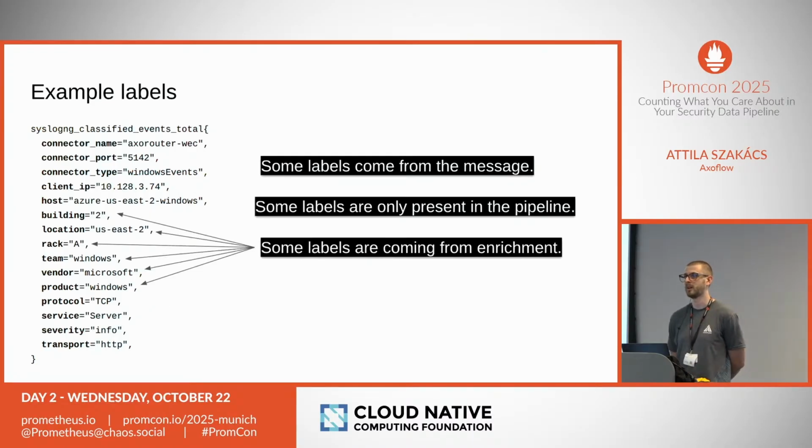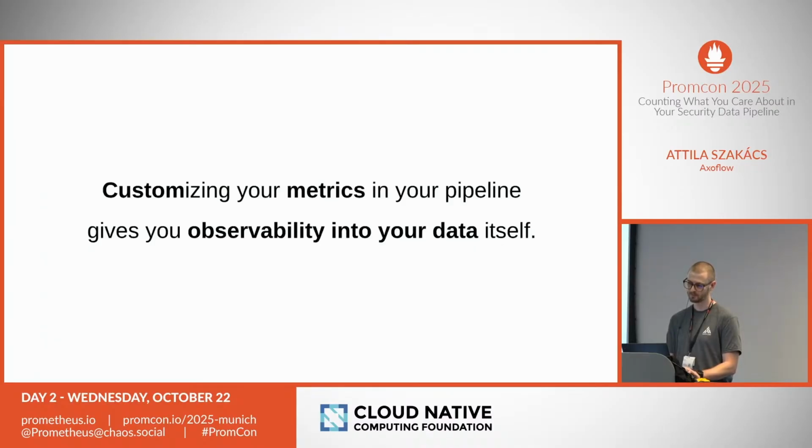And we can see that some labels are coming from enrichment itself. So we can imagine that we looked up the host, that Azure US East 2 Windows, and we have some values for it, like building location, rec, I guess, or which team it corresponds to, or calculated information like vendor and product, which, yeah, you can imagine anything here, whatever fits your use case. So in summary, I think customizing your metrics in your pipeline gives you observability into your data itself, whatever that means.